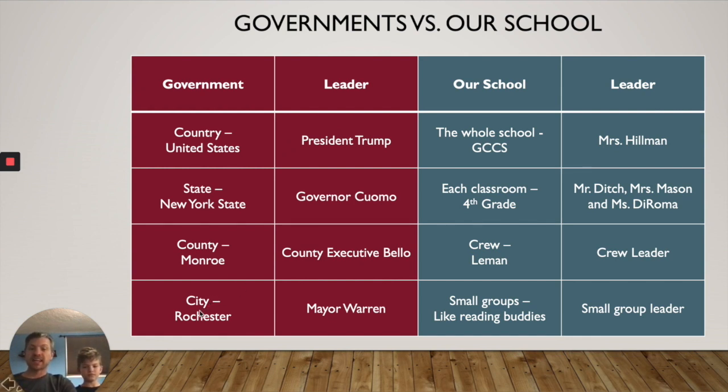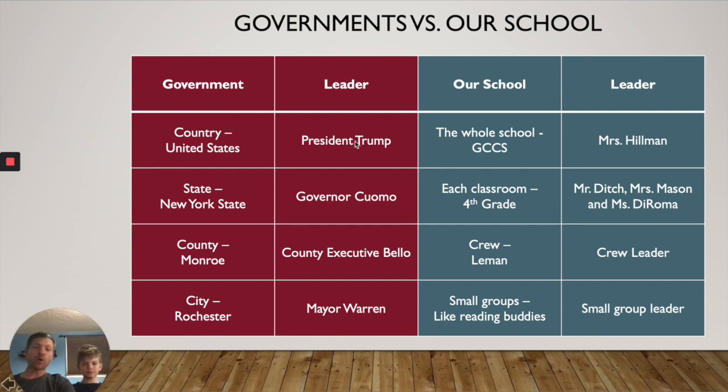The city is even smaller than the county. So it's now like you're in your crew, but you've broken up into even smaller groups. So say you have a crew of 6 and you split into 3 groups of 2. I know now we're getting mathy all of a sudden. If you had a reading buddy, that would be like a city. So if you were the leader of that reading buddy crew, you would be kind of like the mayor.